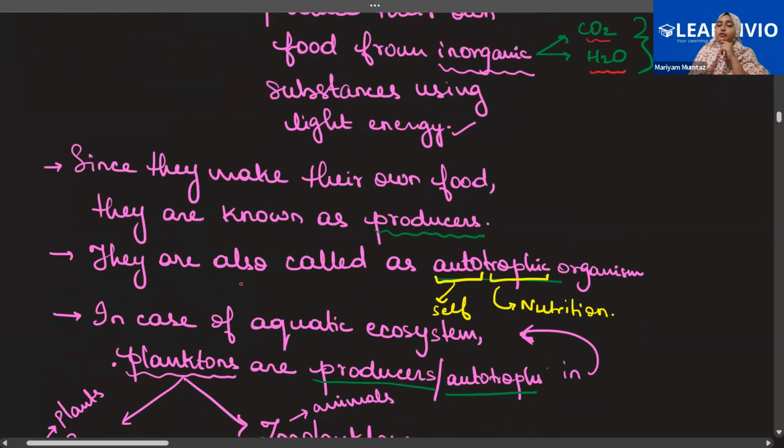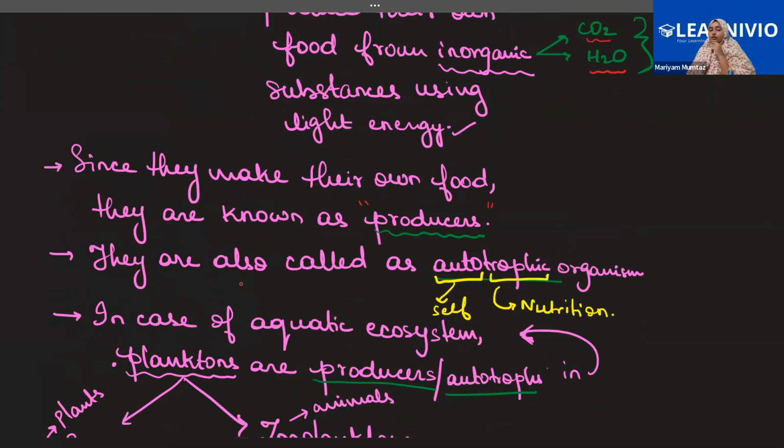Now, since they make their own food, they are known as producers. They produce their own food. They are also called autotrophic organisms, wherein the word auto means self and trophic refers to the nutrition. So the kind of nutrition where the organism makes its own food is known as autotrophic nutrition.